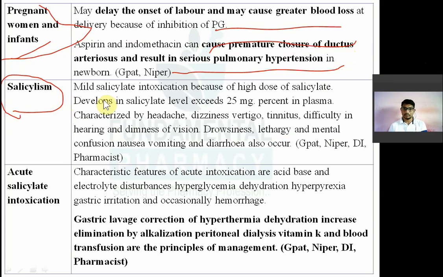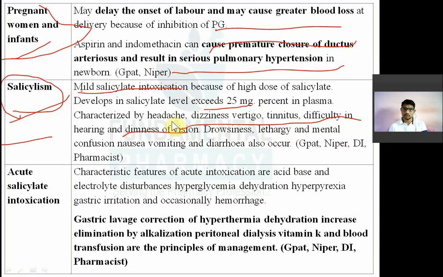Mild salicylic acid intoxication because of the high dose of salicylate develops if the salicylate level in the body exceeds 25 milligram. ये बॉडी में अगर 25 मिलीग्राम पर लीटर एस्पिरिन गया उससे ज़्यादा गया तो ये सैलिसिलिज्म आपको डेवलप होता है. It is an adverse effect of salicylate and results in headache, dizziness, tinnitus, vertigo, then loss of hearing, problem in the hearing and diminution of vision, drowsiness.